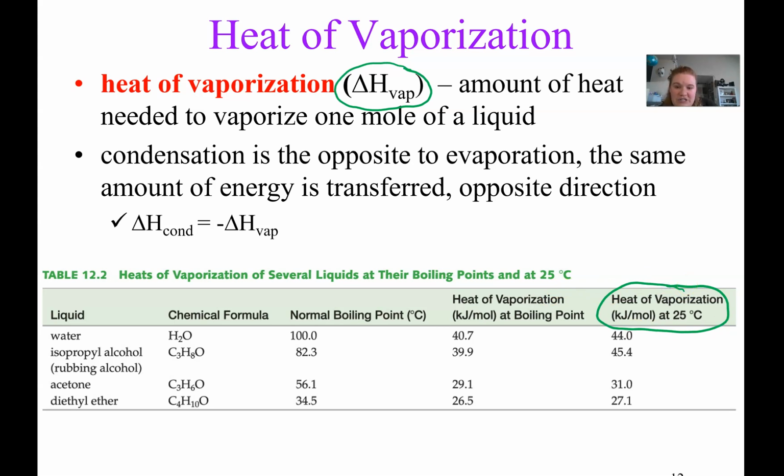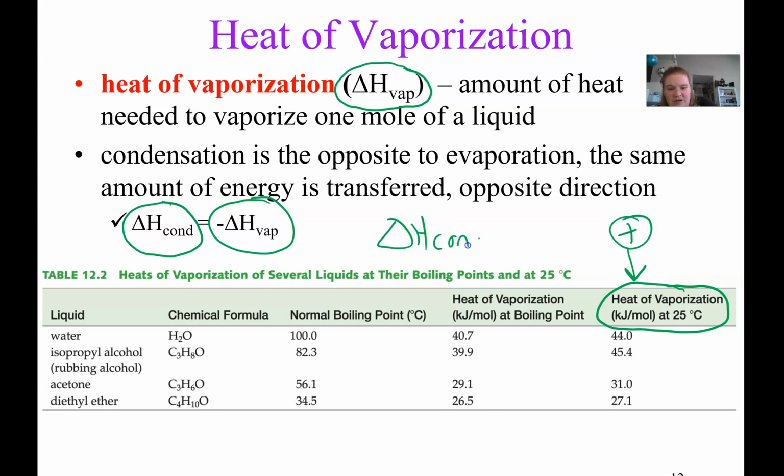The condensation is the opposite of this. So the delta H of condensation and the delta H of vaporization are the same number. It requires the same amount of energy, but in the opposite direction. The heat of vaporizations are positive numbers. The heat of condensation are all negative numbers, but the same numbers. So for example, water requires 44 kilojoules per mole in order to vaporize, but if it's condensing, it's going to release 44 kilojoules per mole.